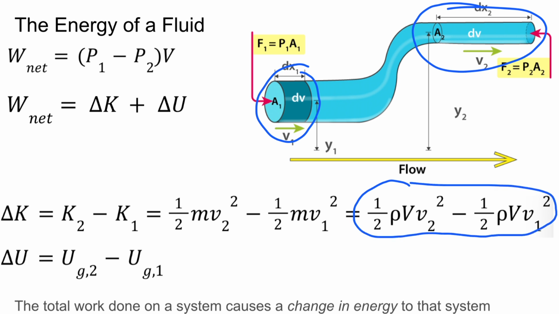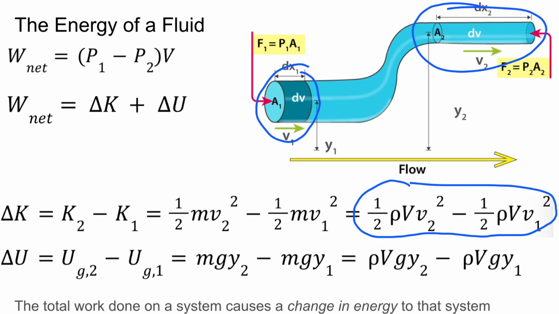And for gravitational potential energy, we can do the same thing. Take our final gravitational potential energy, subtract our initial gravitational potential energy, and we know that we have a term mgy, or mgh, mass times gravity times the height at that point. And we could subtract our final minus our initial. And finally, we can do the same thing that we did with kinetic energy by substituting in density times volume for mass.